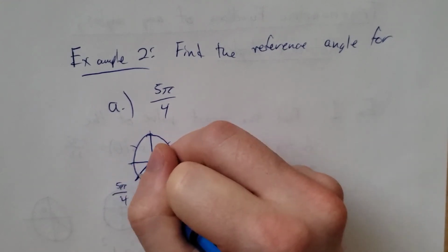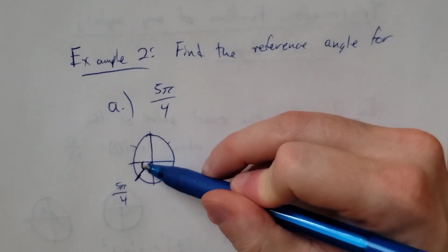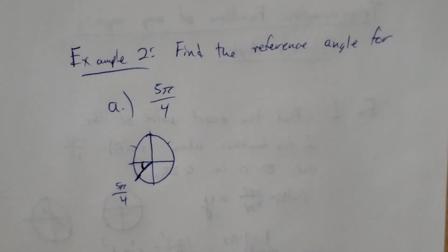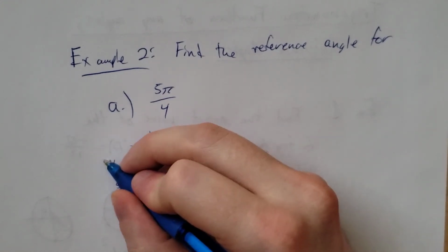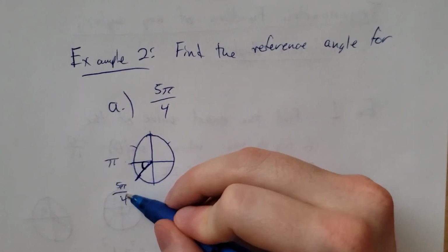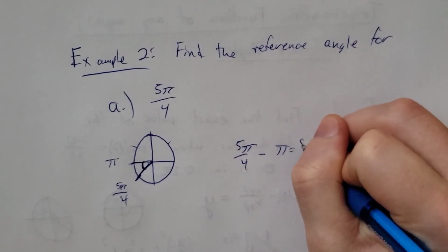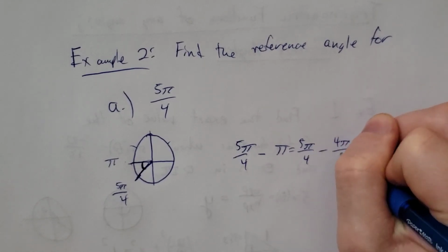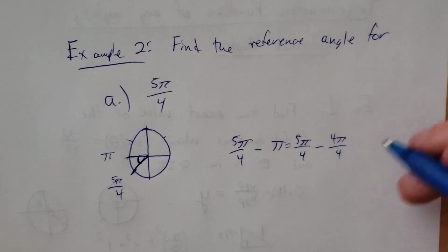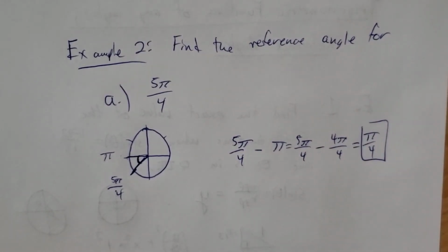So our angle is here. The reference angle is this portion. Well, what is that distance in angles? Well, this angle is pi. So if we go from pi to 5 pi over 4, that angle is just pi over 4, right? We have 5 pi over 4 minus 4 pi over 4, so this is just pi over 4. So that's our reference angle.